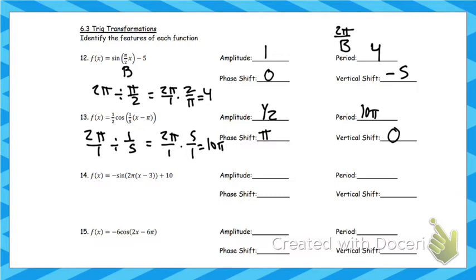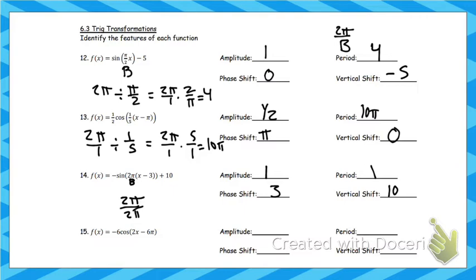Next one, amplitude. Amplitude is 1. Now, if you wrote -1, I wouldn't count that wrong, but that negative, remember, is a reflection. It's not really part of the amplitude. Phase shift, we're on right 3. Period. Okay, the b value is 2 pi, so 2 pi divided by 2 pi is 1. Vertical shift is the plus 10 at the end.